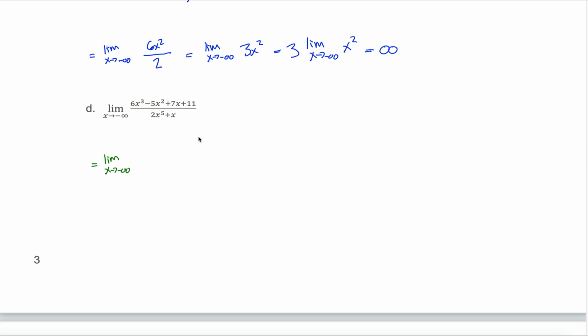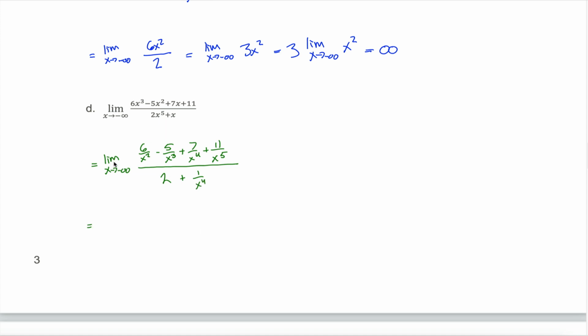If I divide all 4 terms up top by x to the 5th, I will get 6 divided by x squared, because 6x cubed divided by x to the 5th, the x cubes cancel out with 3 of the x's in x to the 5th and leave me with x squared down on the bottom, minus 5 divided by x cubed, plus 7 divided by x to the 4th, plus 11 divided by x to the 5th. Down on the bottom, 2x to the 5th divided by x to the 5th is just equal to 2, and x divided by x to the 5th is the same as 1 over x to the 4th.